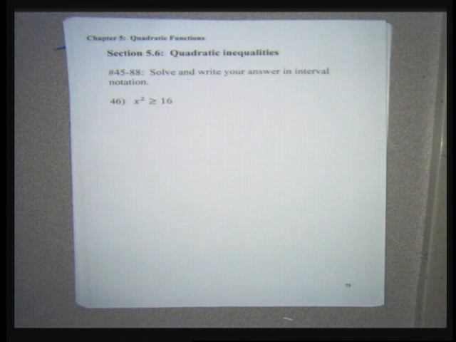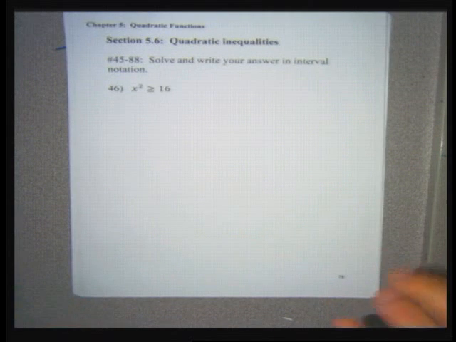Okay, so I hope we're through the hard part of section 5.6. Greater than problems or greater than or equal to problems aren't really any different than less than problems or less than or equal to problems. And that's what 45 through 88 contain, all greater than or greater than or equal to problems.